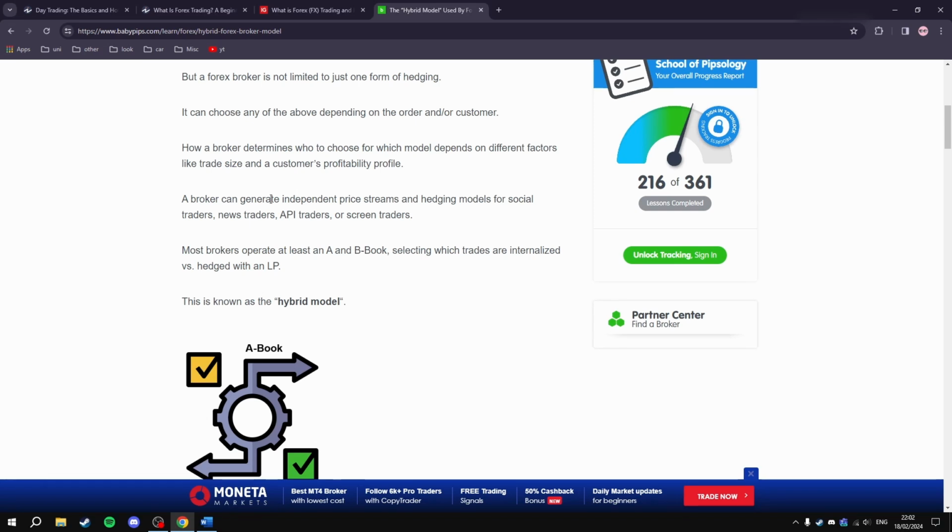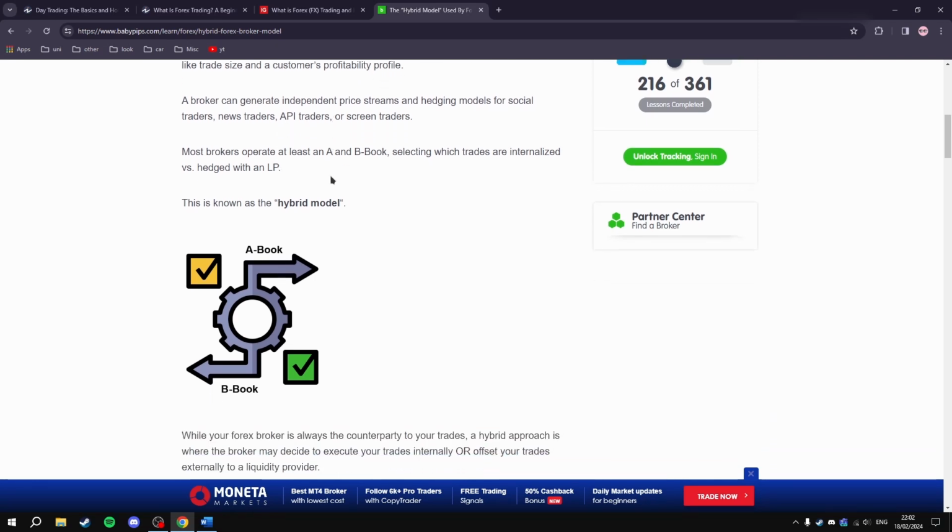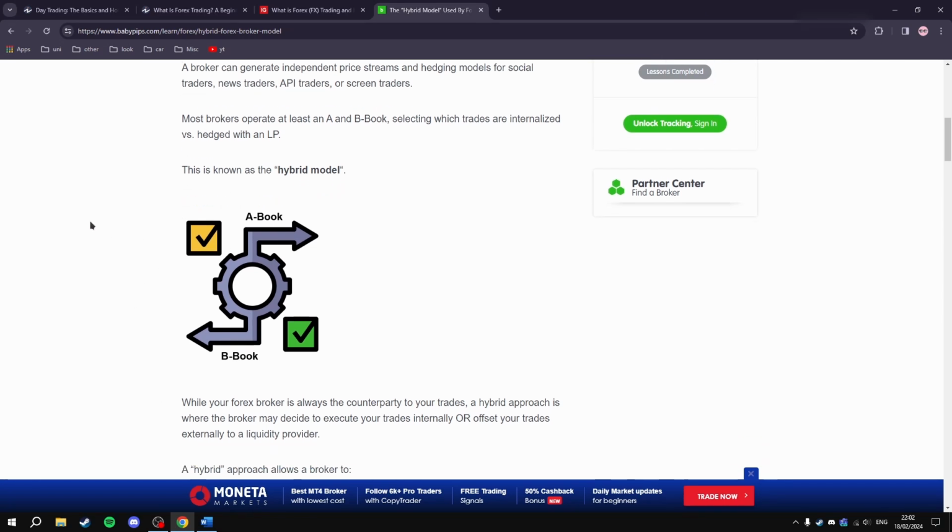But a Forex broker is not limited to just one form of hedging. It can choose any of the above depending on the order and or customer. How the broker determines which model to choose depends on different factors like trade size and a customer's profitability profile. Oh, so every customer's got their own profitability profile. A broker can generate independent price streams and hedging models for social traders, news traders, API traders, or screen traders.